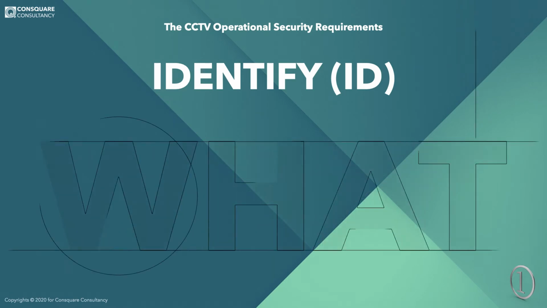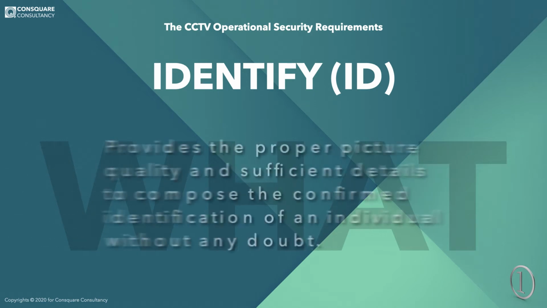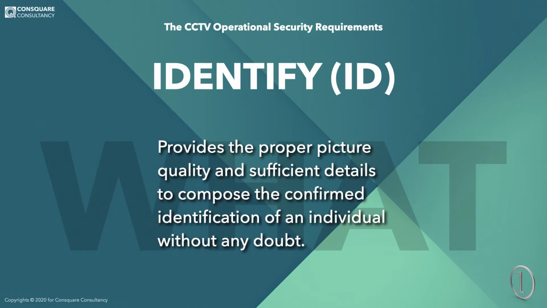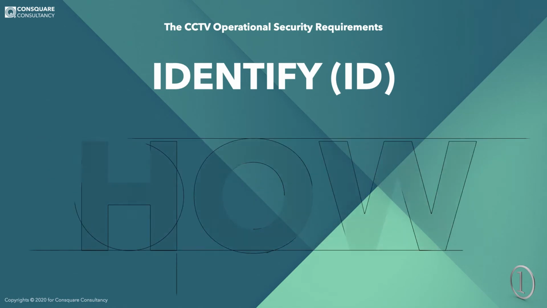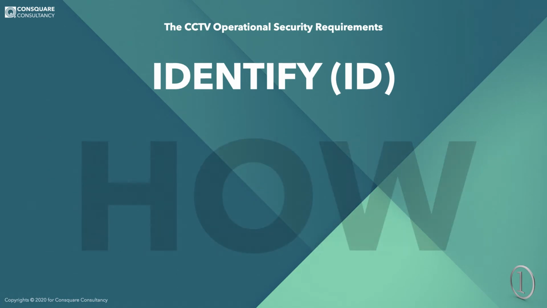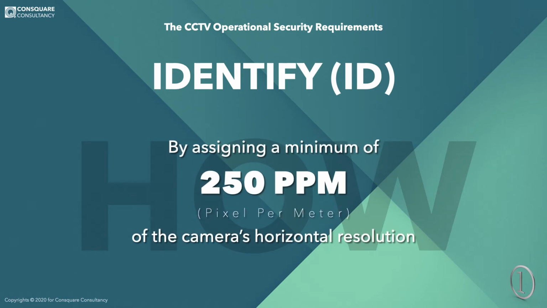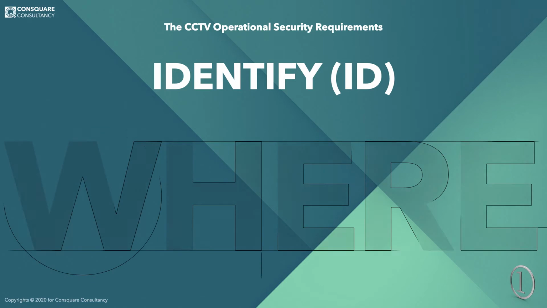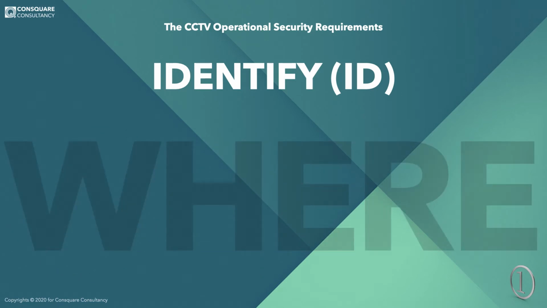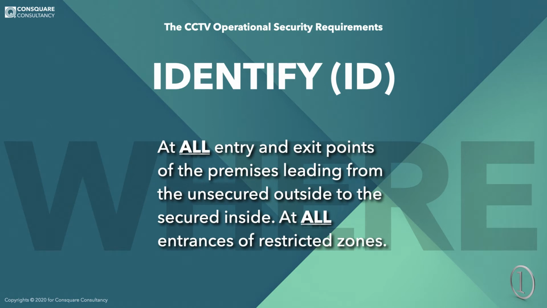What does an ID camera provide? It provides the proper picture quality and sufficient details to compose the confirmed identification of an individual without any doubt. How do we get an ID camera? By assigning a minimum of 250 ppm, pixels per meter, of the camera's horizontal resolution. Where are the ID cameras installed? At all entry and exit points of the premises leading from the unsecure outside to the secured inside. At all entrances of restricted zones.